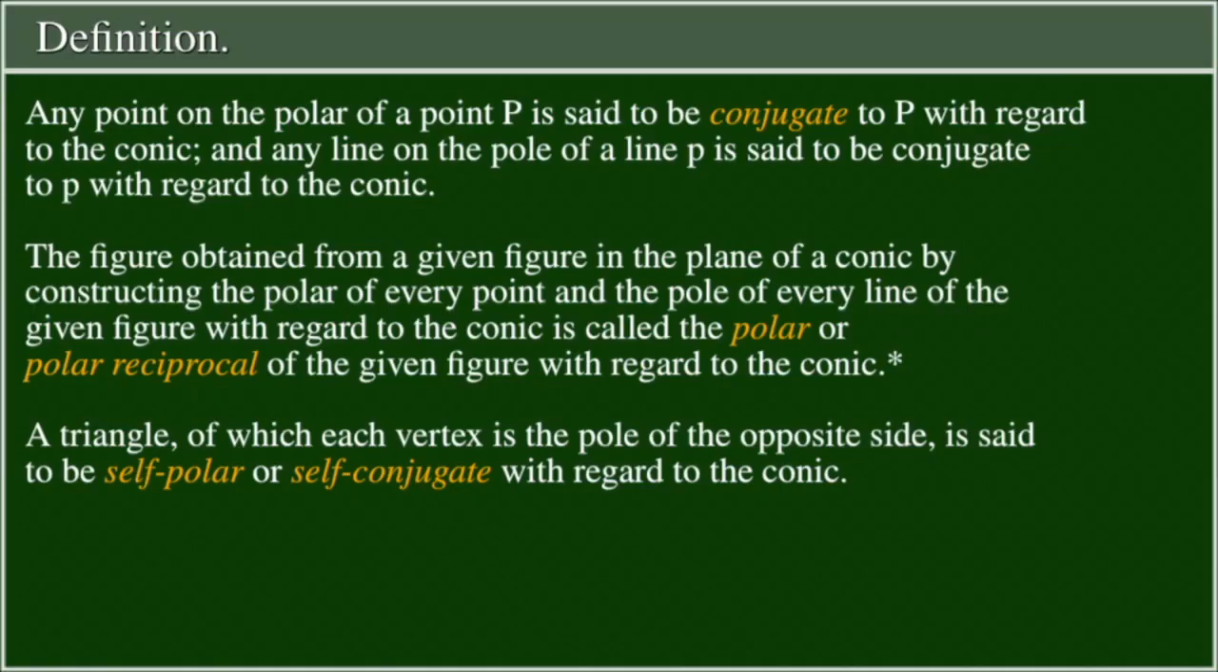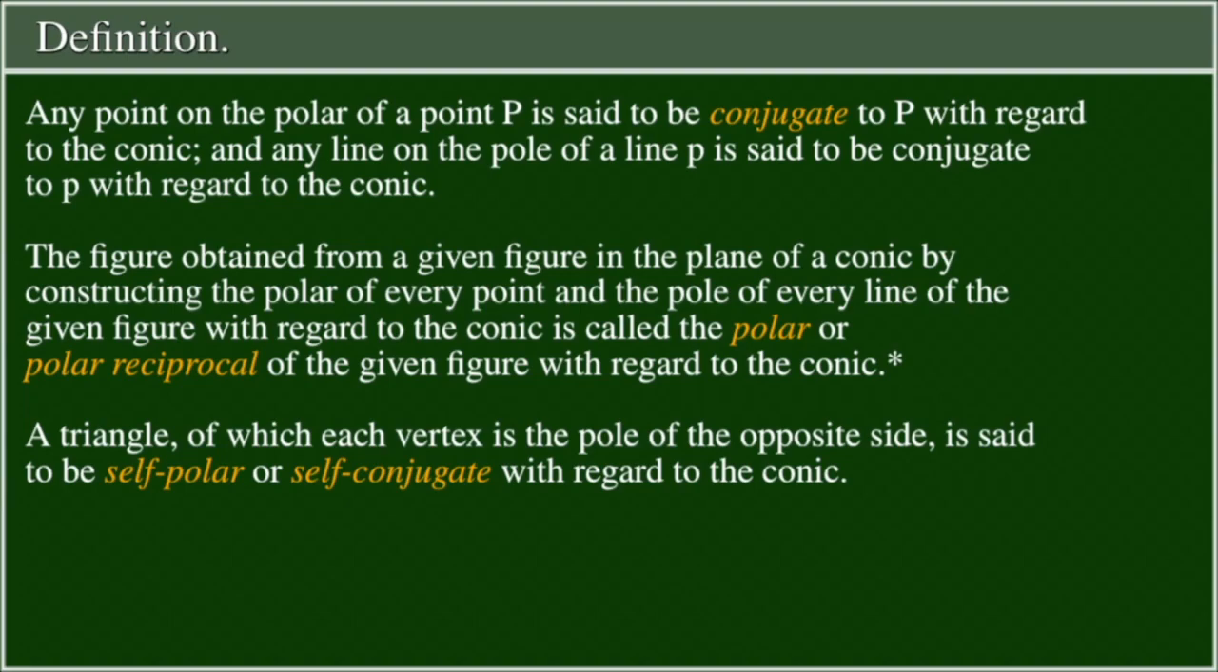Definition. Any point on the polar of a point P is said to be conjugate to P with regard to the conic, and any line on the pole of a line P is said to be conjugate to P with regard to the conic. The figure obtained from a given figure in the plane of a conic by constructing the polar of every point and the pole of every line of the given figure with regard to the conic is called the polar or polar reciprocal of the given figure with regard to the conic.